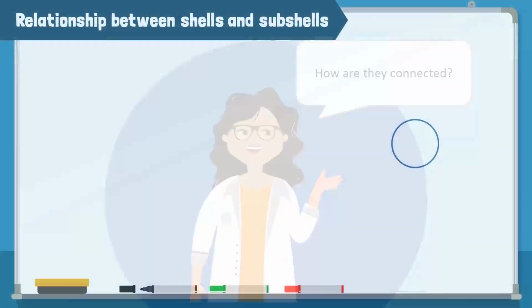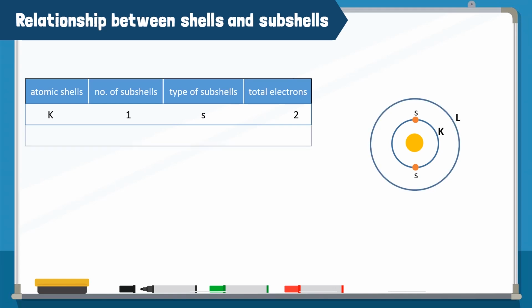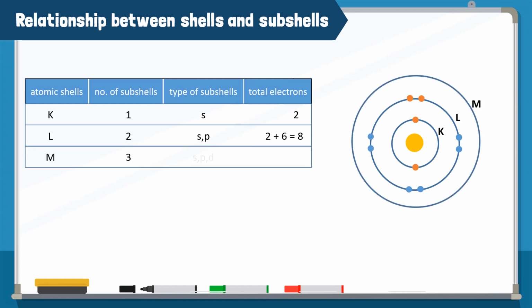So what is the relationship between shells and subshells? How are they connected? Well, all shells have subshells. The K shell only has an S subshell, which can hold no more than 2 electrons. The L shell has 2 subshells, S and P, which is why it can hold 8 electrons, 2 electrons in S and 6 electrons in P.